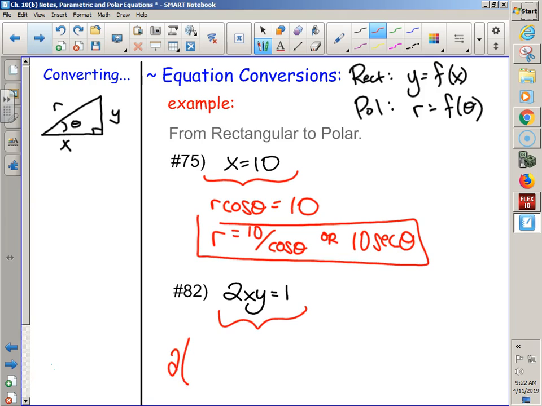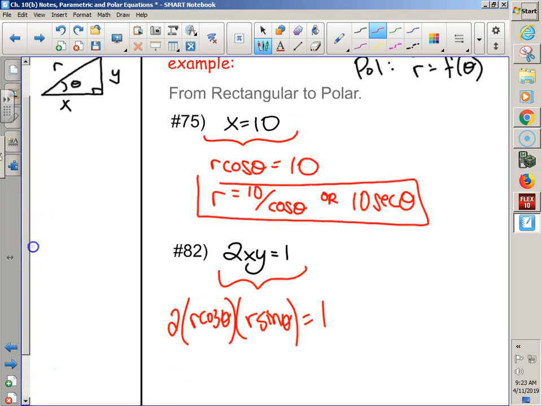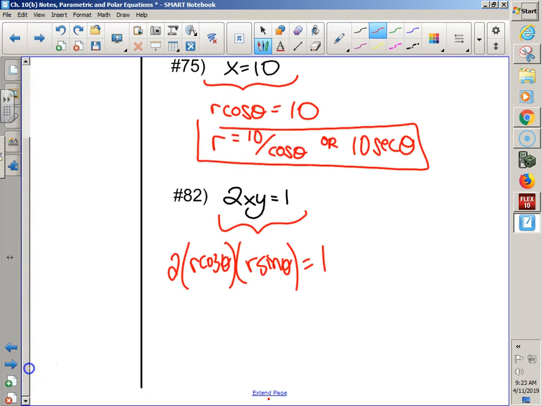Not just sine, though. R cosine. Yeah, you could do r cosine theta for x, and then what else could you do for y? R sine theta. And then, well, 1 is 1. It's a number. It's no big deal. We just had to get rid of x and y. So now, what do I need to do?